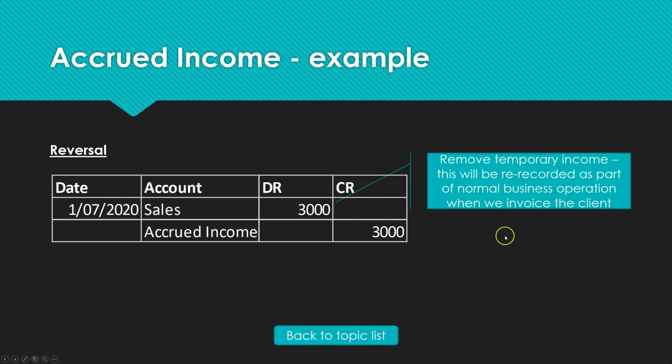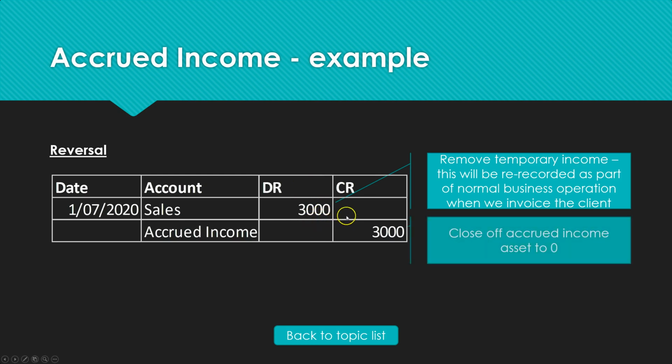And the reason for that is because we need to take away this temporary income that we declared. It's going to be re-recorded. When we invoice them, it will get recorded then. So if we had it in our system and we'd forgotten to reverse it, then when we invoice them, we would have doubled up on that $3,000 of income. We do need to close off our balance day account, the accrued income account, to 0 because we're no longer expecting to receive that money until we invoice them.